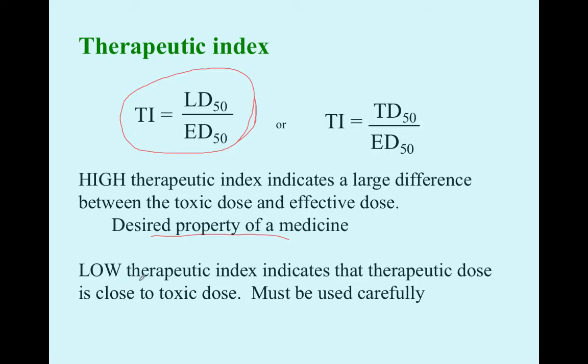Okay? So a low therapeutic index indicates that the therapeutic dose is very close to the toxic dose or to the lethal dose. And you really have to be monitored very carefully. Sometimes you would get this for certain cancer treating drugs. Okay, so chemotherapy, typically you really have a small therapeutic index, so you want to be very careful how you use that.